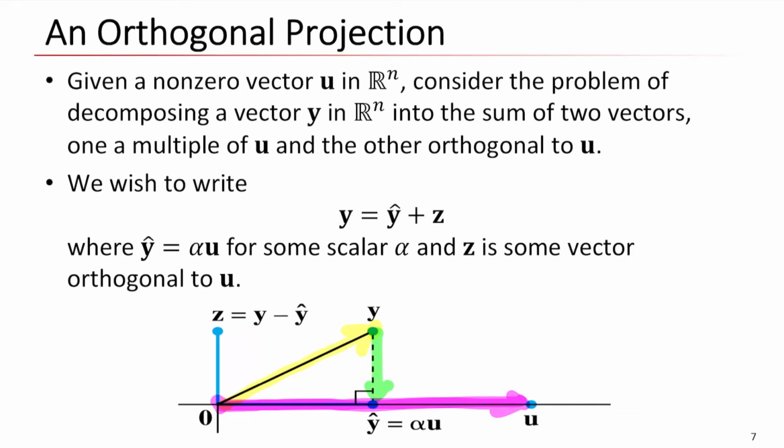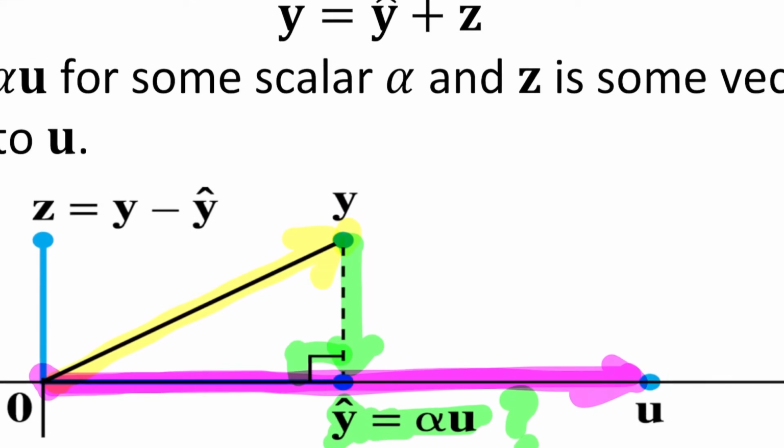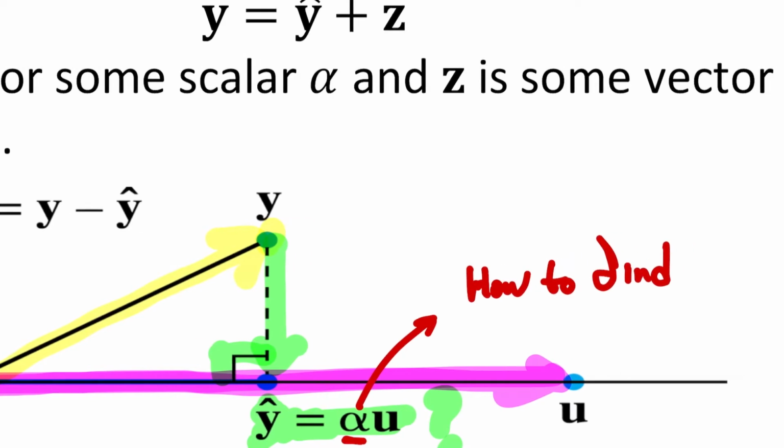So this projection should be perpendicular. So in this case, what is the Y hat? Let me find out the Y hat. Intuitively, Y hat is going to be alpha times U, with the arbitrary value alpha. So the problem can be reformulated: how to find alpha.